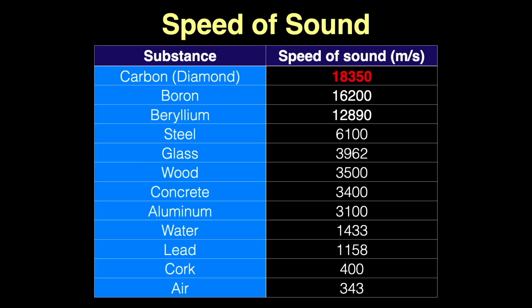Related closely to its hardness is its springiness, and carbon in the form of diamond is really stiff, springy stuff. Sound, therefore, moves through carbon really fast. It's the fastest element. Sound moves through diamond at an astonishing 18.35 kilometers per second, 53.5 times as fast as sound moves through air.